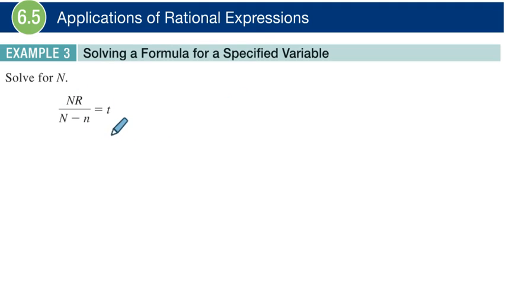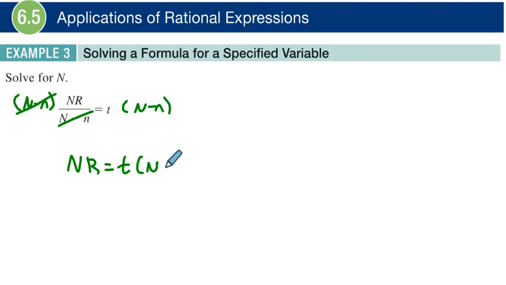And so one way that you can approach this is let's get rid of this capital N minus n by multiplying both sides by that, right? So if I multiply this side by that and then this side, again, that's making the equation still balance. So those cancel out, and now I have capital NR is equal to T times n minus n right here. Okay, so now at least we don't have any variables.